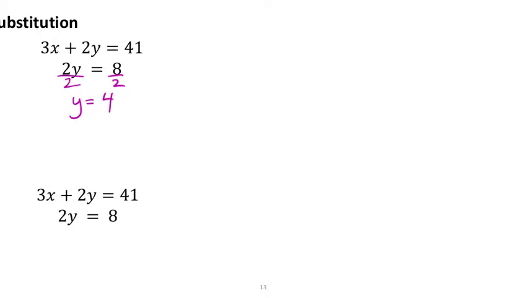Now that, by the way, is y equals 4, which means that in my ordered pair, my final solution, the y value is going to be 4. Okay, I just need the x value, okay?